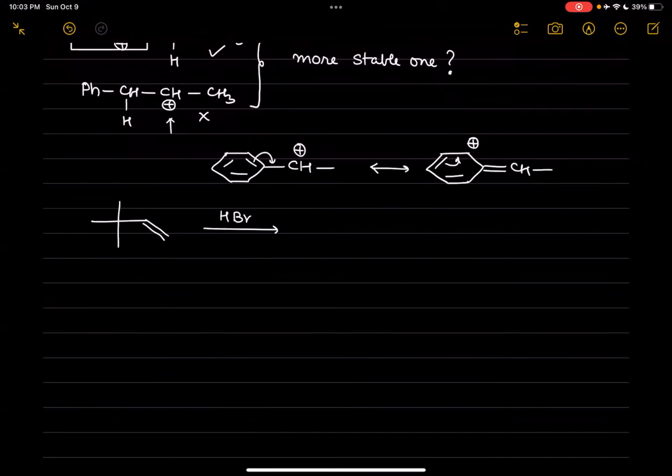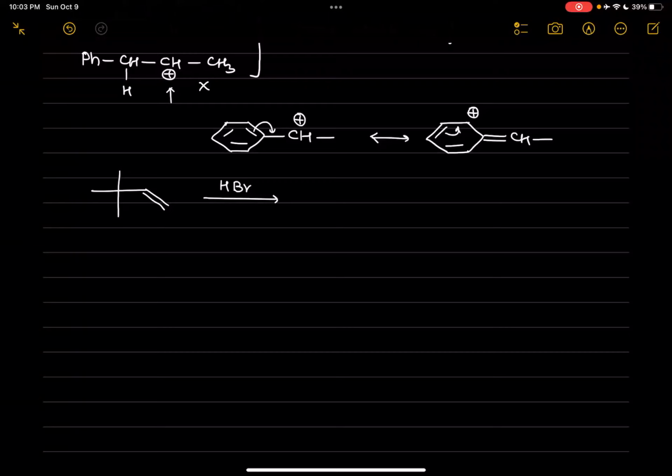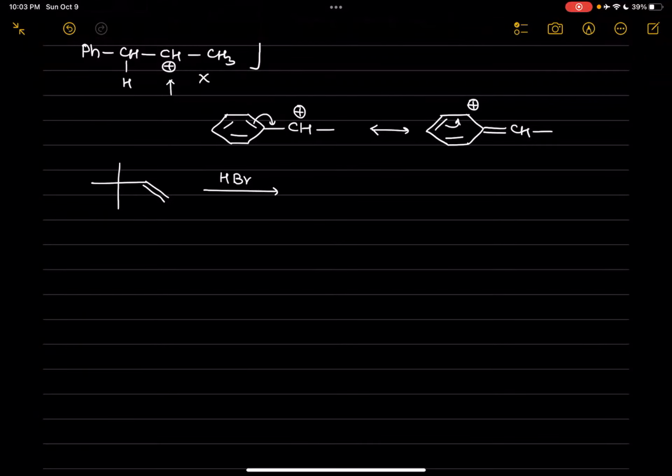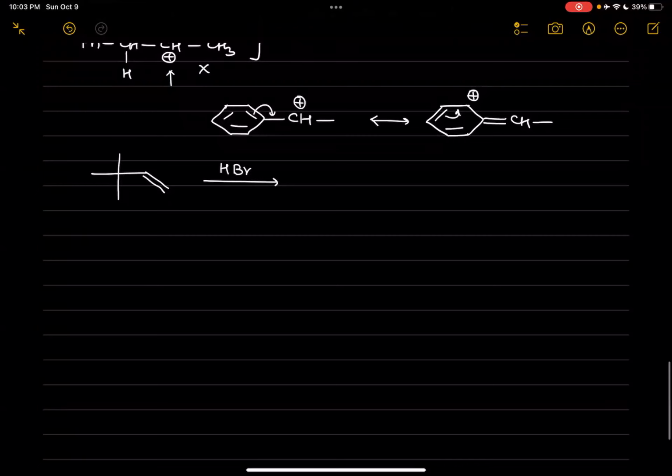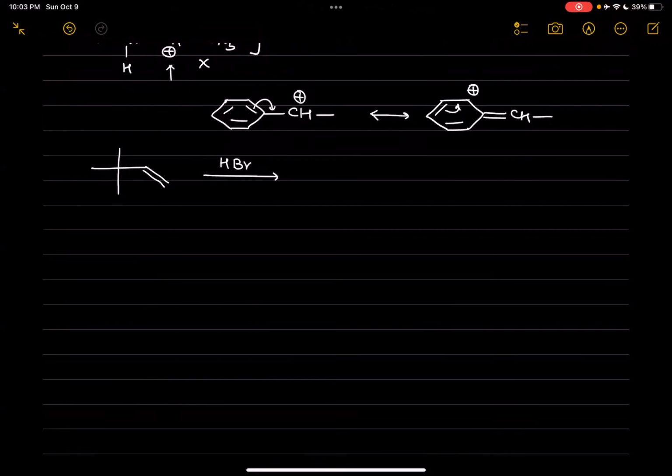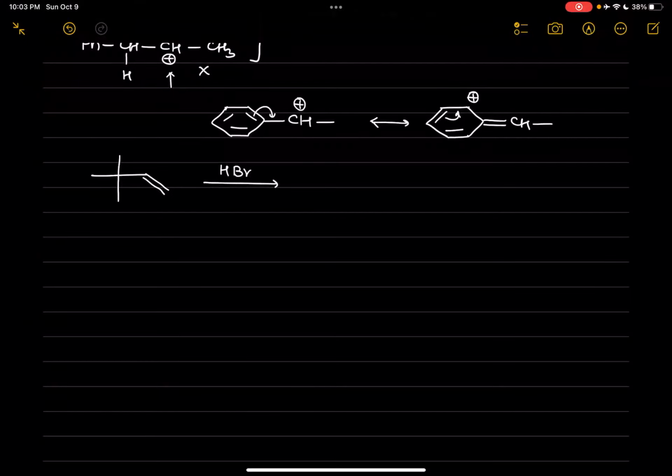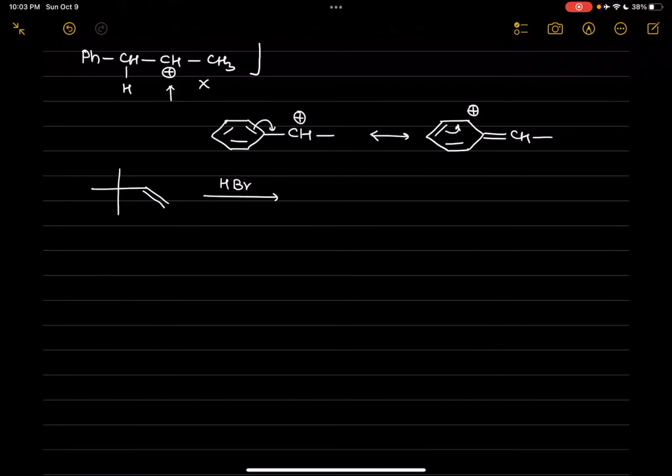So first of all, decide where the H plus is going to come and join. On the terminal carbon, the last one. And you have a cation in the middle. Now tell me.